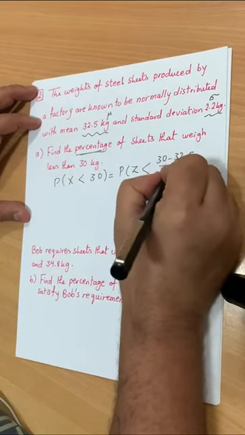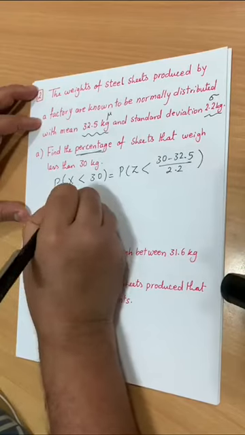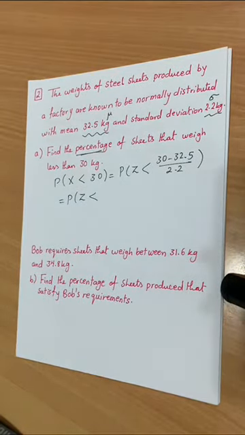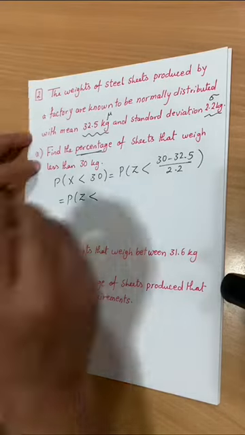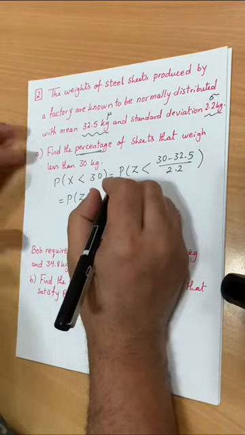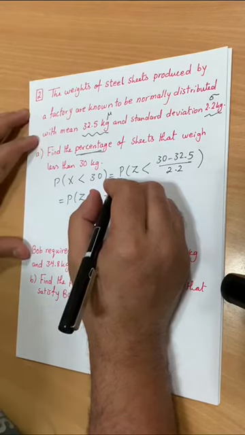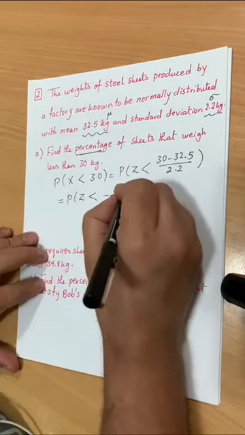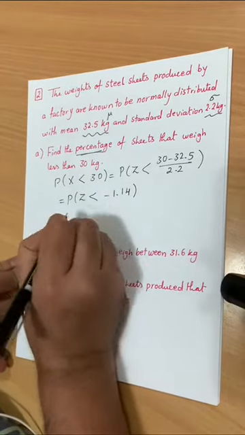32.5) over 2.2. So probability of Z less than (30 minus 32.5) divided by 2.2. The answer is negative 1.136. Negative 1.136. We have to round it to 2 decimal places because with the table we have only 2 decimal places. So negative 1.14. Less than negative is the table value.